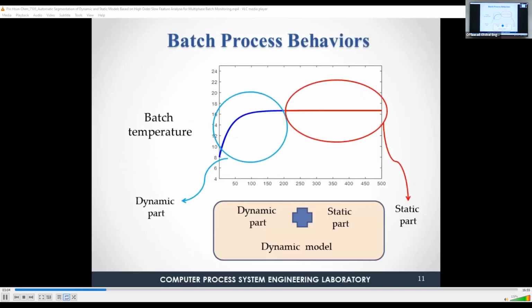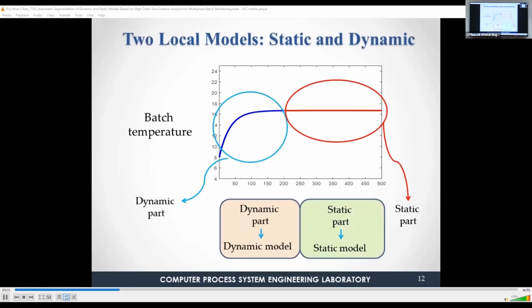So in a batch, it can be divided into the dynamic part, the blue part, and the static part, the red part. However, in the past methods, this problem was hardly discussed, and a batch was put into a single dynamic model or a static model. But this way, the batch process cannot be described completely. So the best way should be to divide the batch into a dynamic part and a static part, with a dynamic model and a static model respectively.